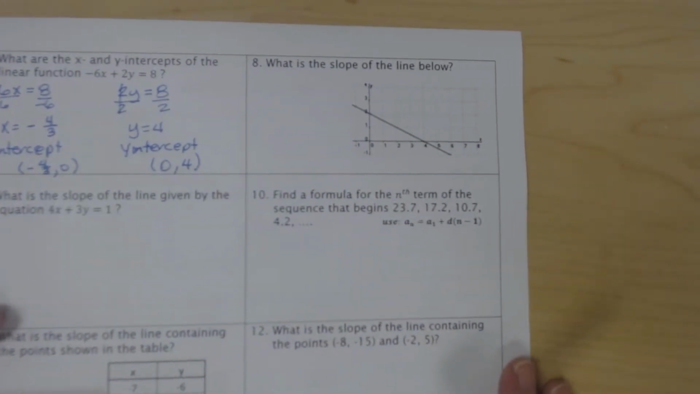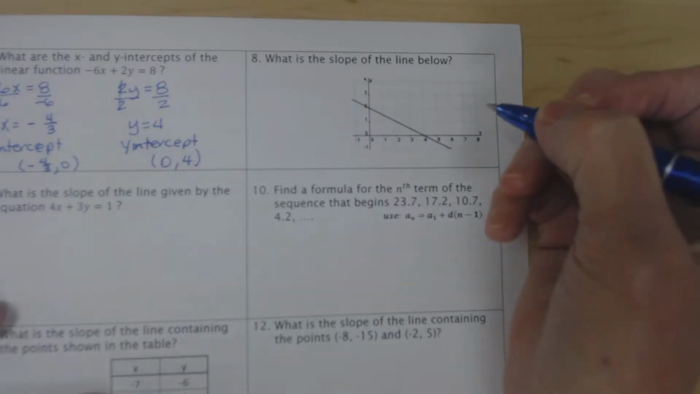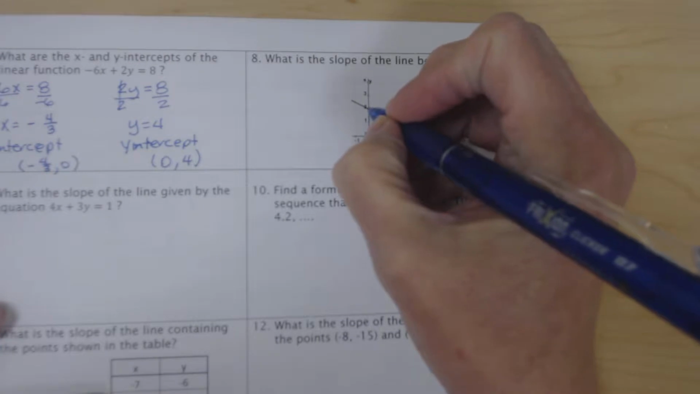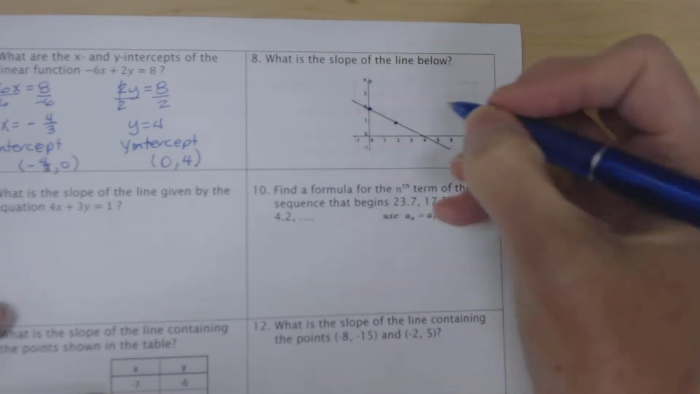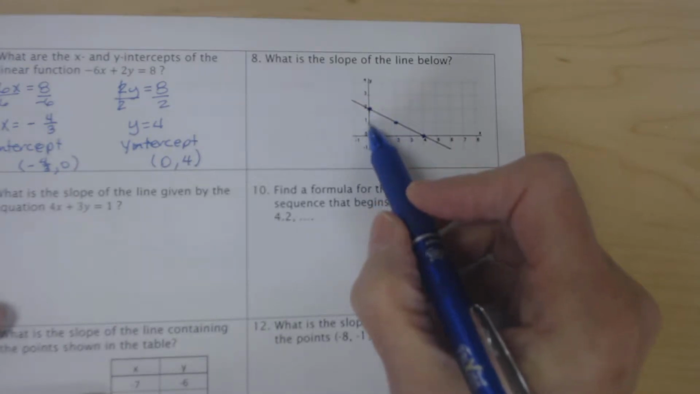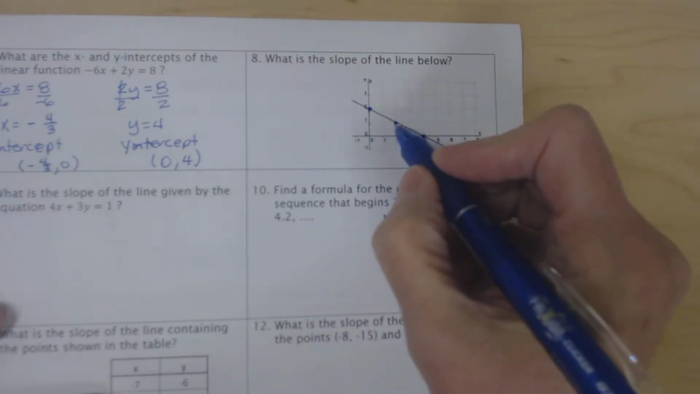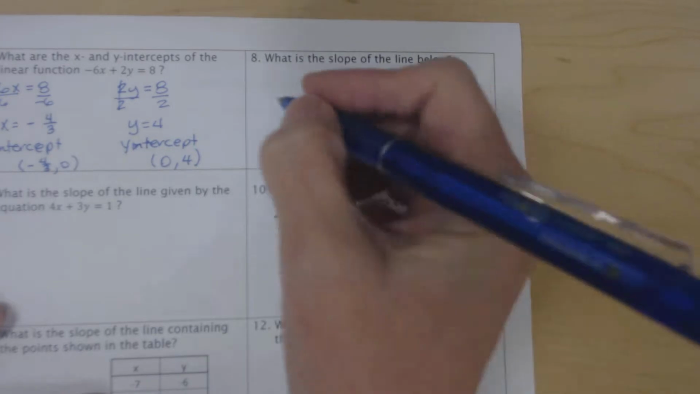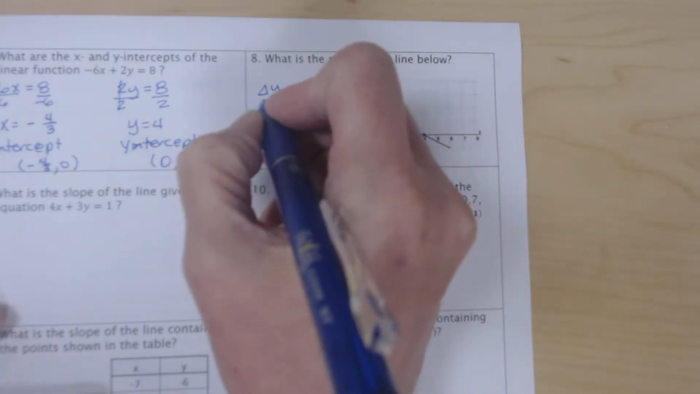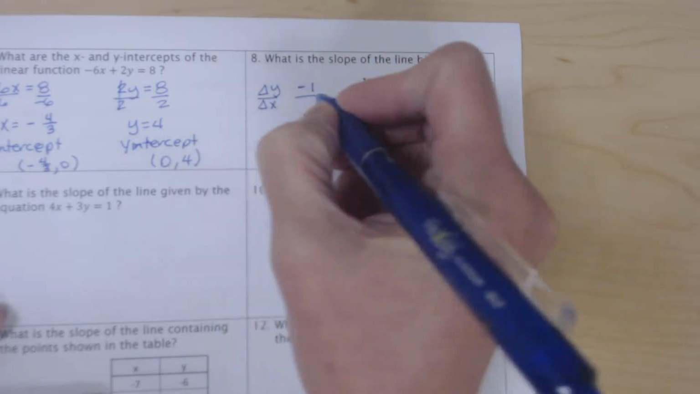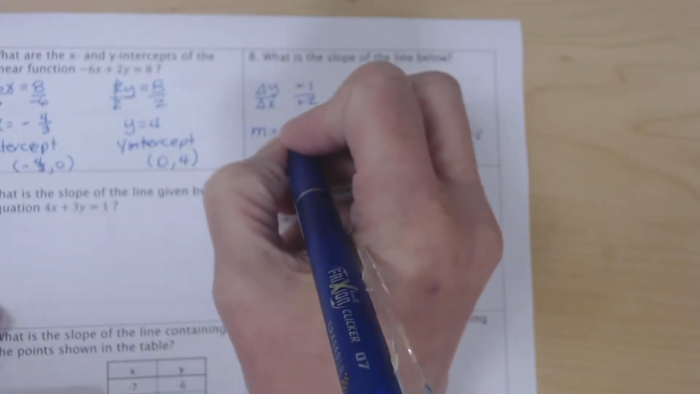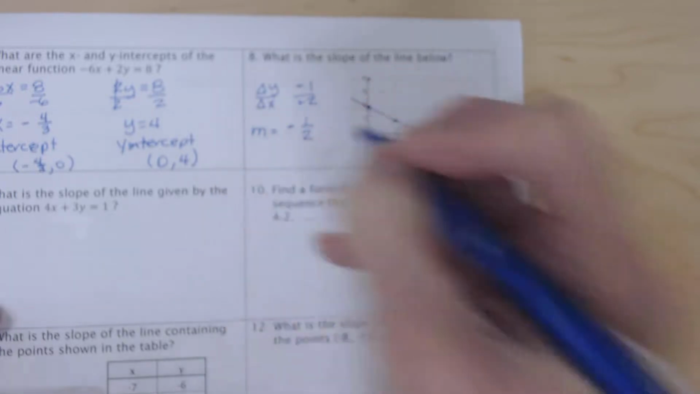What is the slope of the line below in problem number 8? So we've got 2 nice points, well actually 3 really nice points here, here, and here. So I count down 1, right 2, down 1, right 2. So my change in y is down 1, my change in x is to the right 2. So my slope is going to be -1/2.